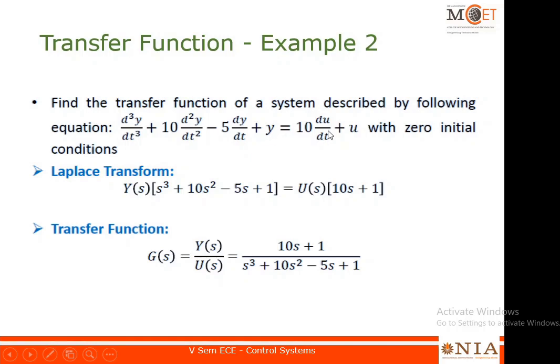The input variable is u and the output variable is y. So here you will get s into u of s plus u of s. So I have taken u of s common. Since this is your output variable and this is your input variable, just bring it like this, y of s by u of s, you got the transfer function. So we have done simple 2 steps to get the transfer function.